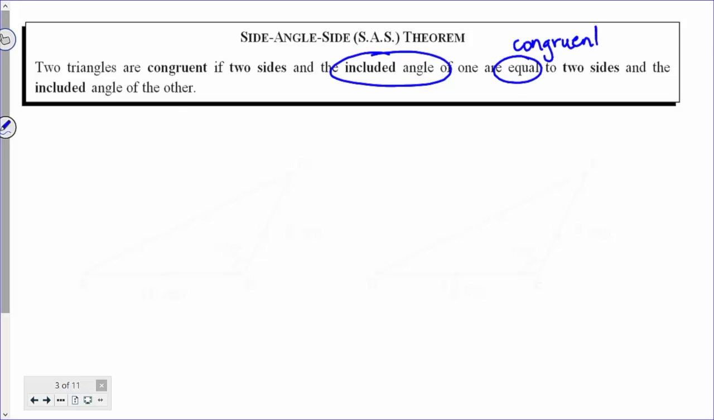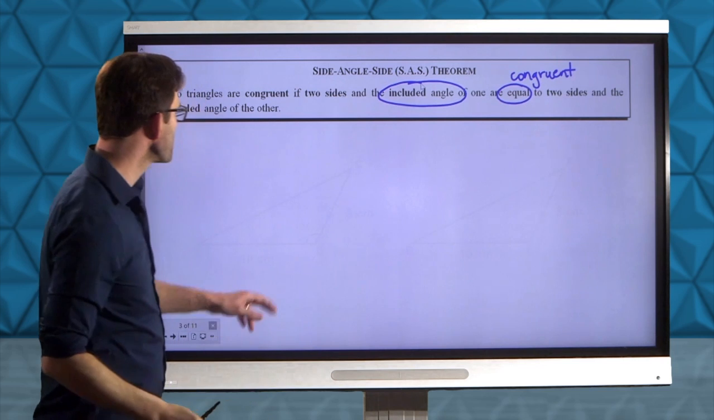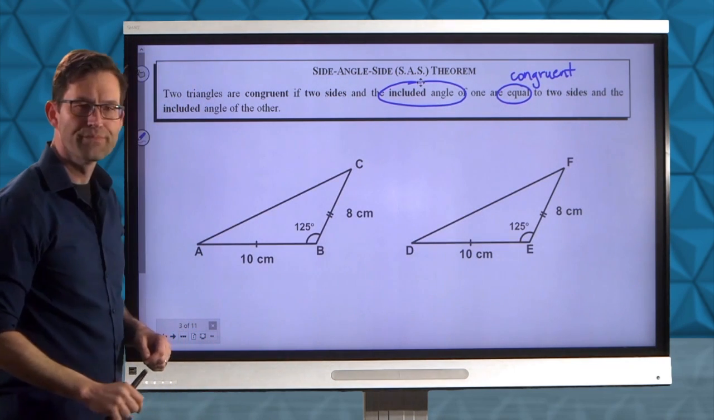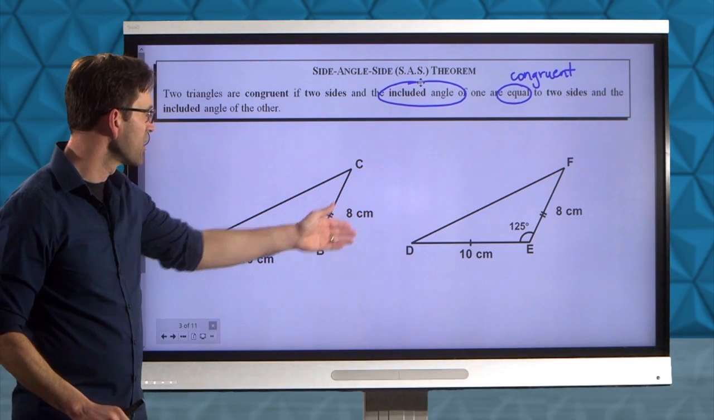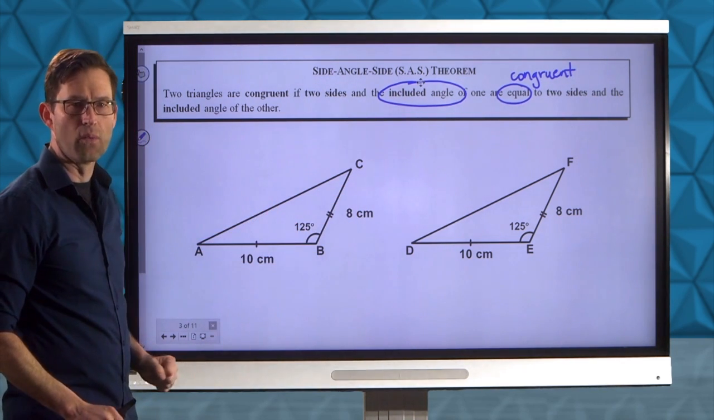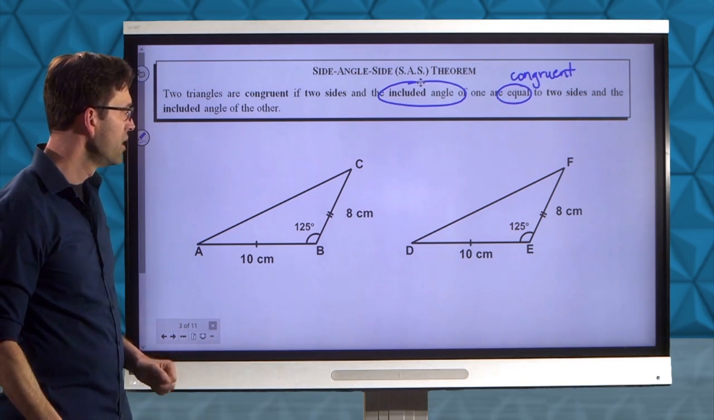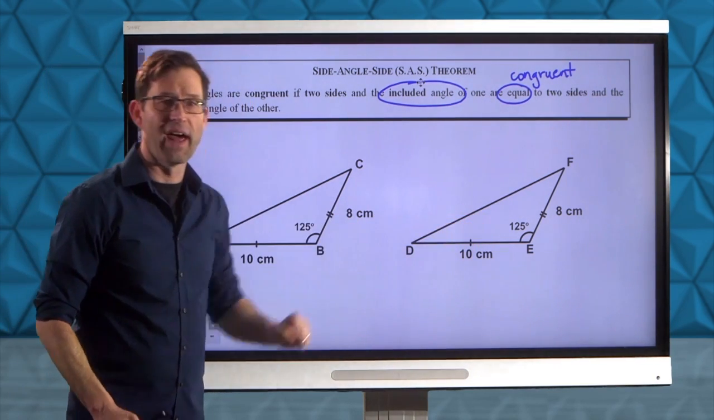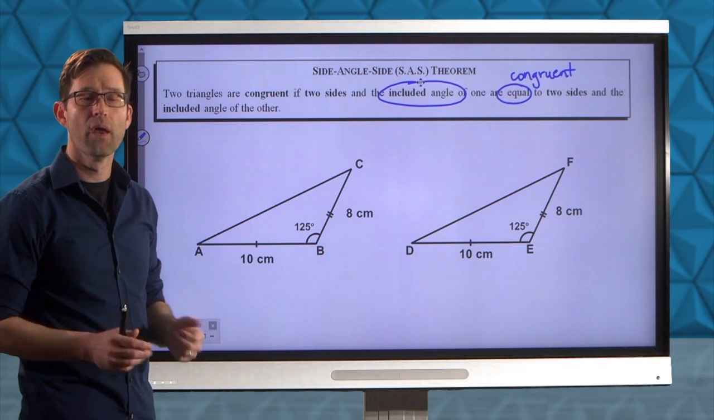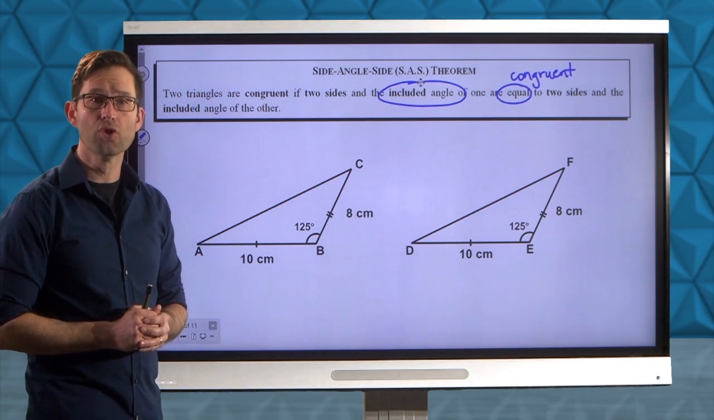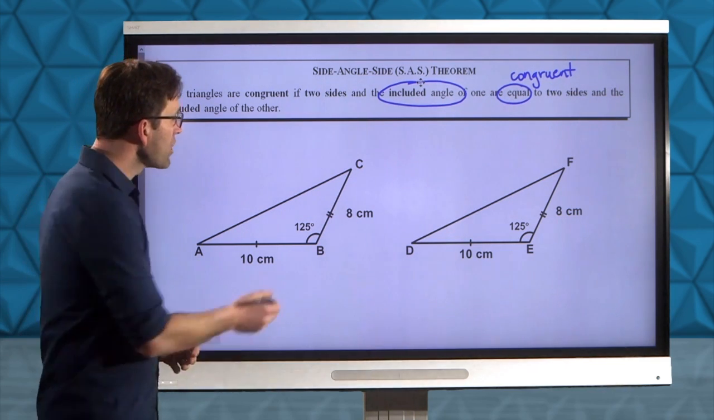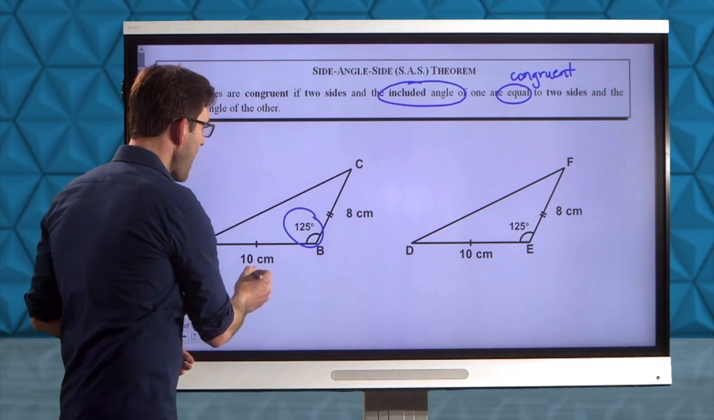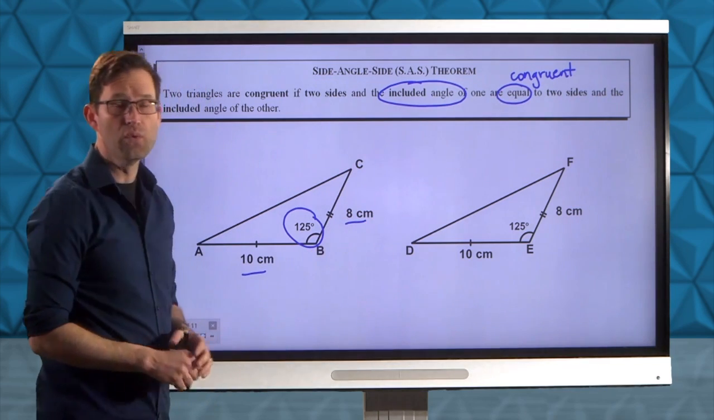So what do we mean by this? Well, let's say that we had this triangle, and we knew that it had a side length of 10 centimeters, a side length of 8 centimeters, and the angle in between was 125 degrees. And we had this other triangle that had exactly the same measurements. We would now know that these two triangles are congruent, that they're identical. The included angle means the angle that's in between the two sides.